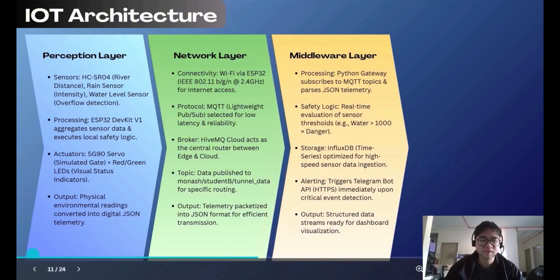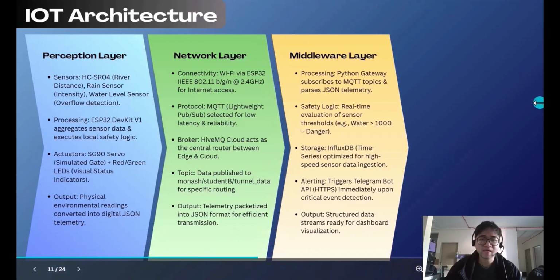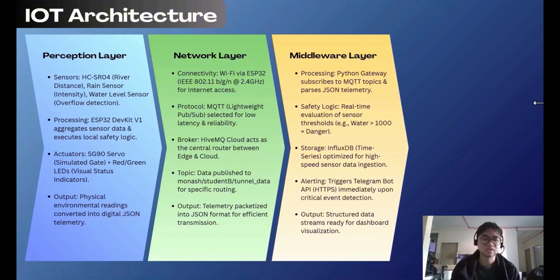The next layer is the middleware layer. Its processing is a Python bridge to evaluate the sensor data and apply safety logic, and for storage we use InfluxDB for fast retrieval and analysis. For alerting, we use the Telegram bot API to send alerts when critical events occur.